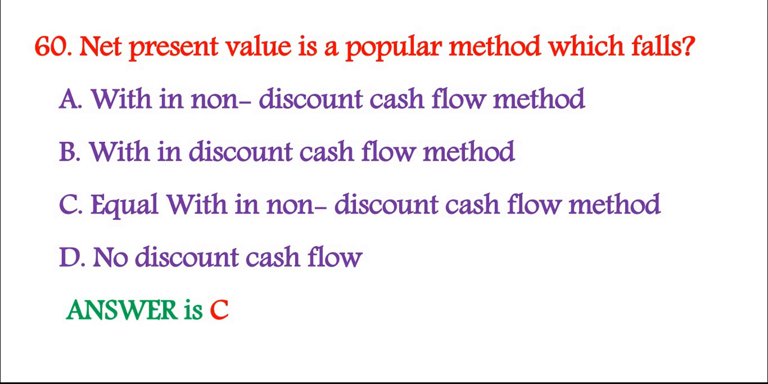60. Net present value is a popular method which falls A. Within non-discount cash flow method, B. Within discount cash flow method, C. Equal within non-discount cash flow method, D. No discount cash flow. Answer is C.